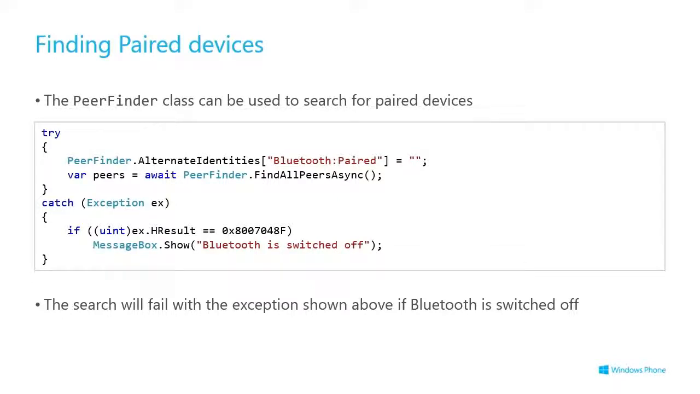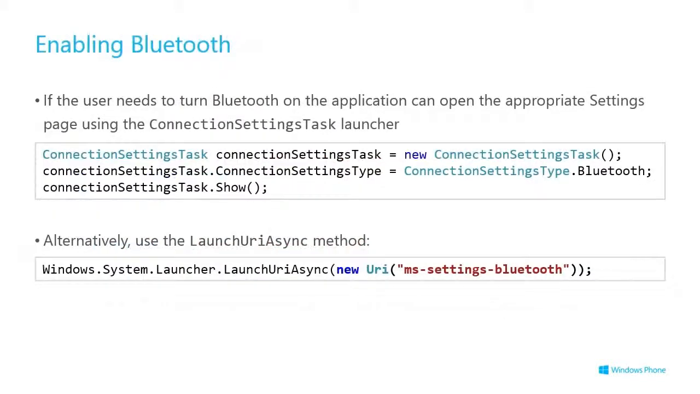Now, that exception you can see there is the rather ugly way that we find out if Bluetooth is switched off. Unfortunately, there's no Bluetooth-is-switched-off exception. It's a generic exception, but you've got to look for that magic HResult number. If you get that, you could then turn Bluetooth on, which you might do using the ConnectionSettingsTask like that. So from within your app, you can take your user straight to the Bluetooth settings and get them to turn it on.